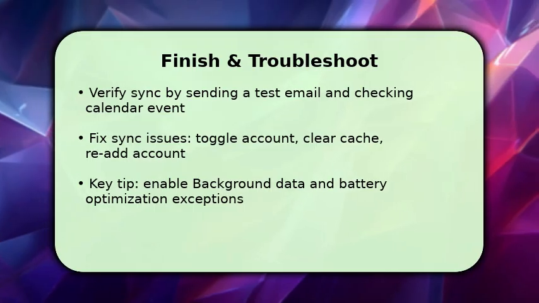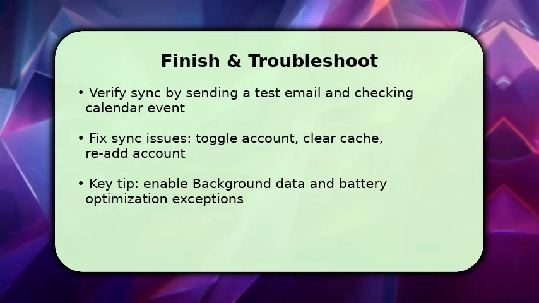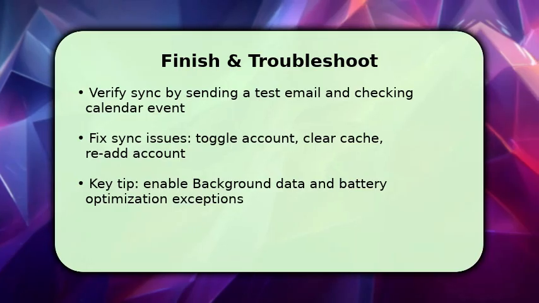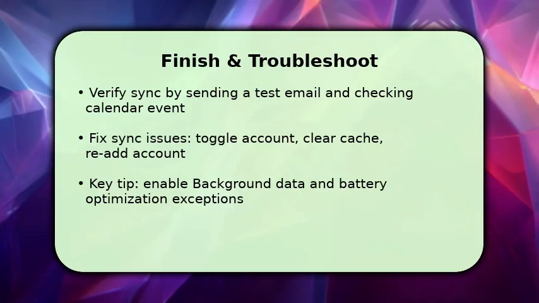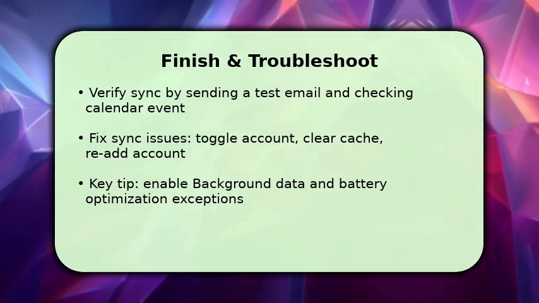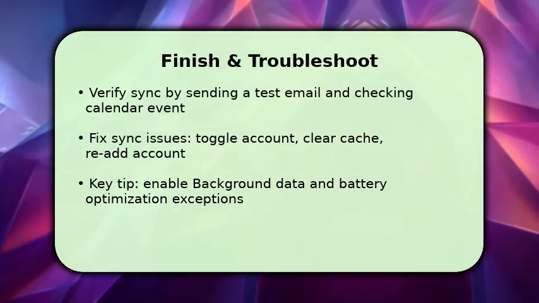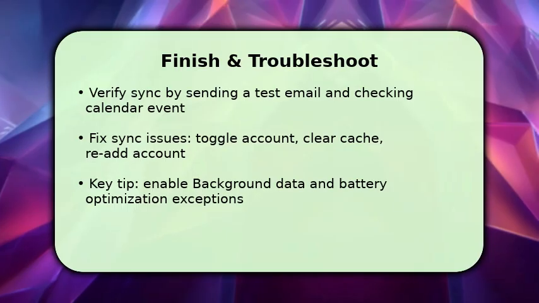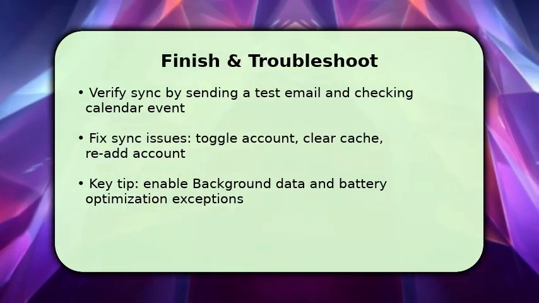If messages or events don't appear, first toggle the account off and on, then clear the app cache in Settings, Apps, Outlook. If that fails, remove and re-add the account. This resets server settings. Make sure background data is allowed and battery optimization is excluded for Outlook so sync runs reliably. If you still have issues, contact your admin or check server settings for Exchange or IMAP specifics.